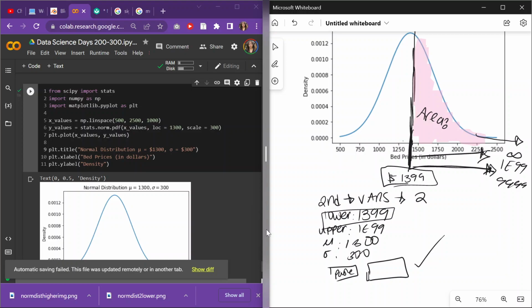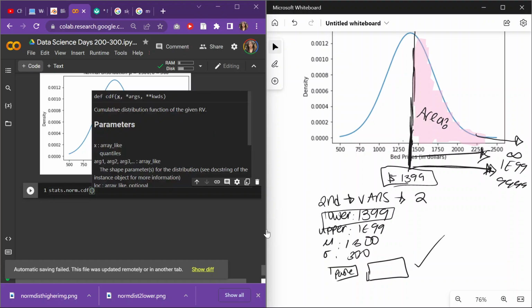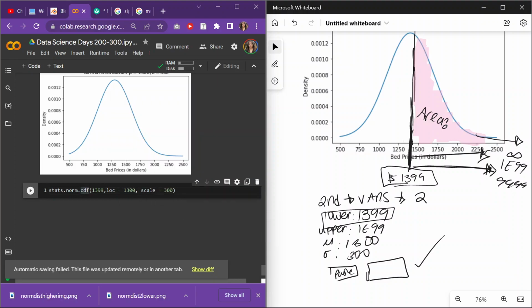But in Python, you can only put in 3 parameters. So for stats.norm.cdf, which is the same thing as normalcdf, you can only put 3 parameters. You can only put the point that you're trying to figure out, which is 1,399, then loc, which is the mean, 1,300, and then scale is 300. Here, there's no place to put bounds.